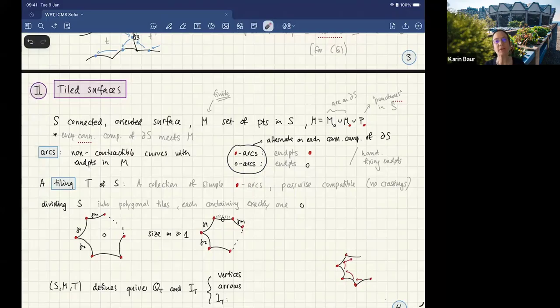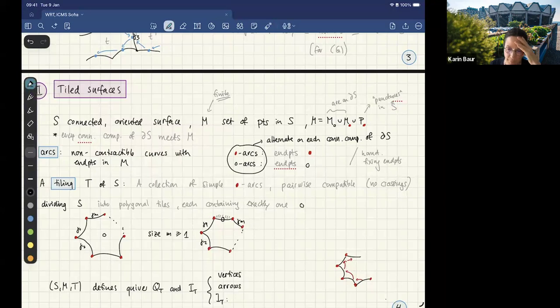So that means also every connected component of the boundary has an even number of points in M, split into the red arcs and the circle arcs. So we can use that to define a quiver and an ideal, as illustrated a little bit earlier. So the vertices are the arcs in T.